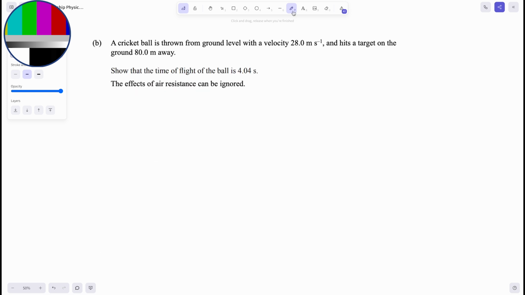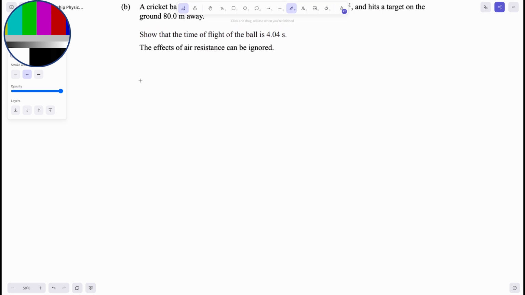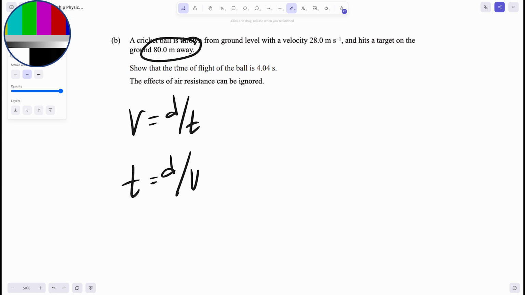A cricket ball is thrown from ground level with a velocity of 28 meters per second and hits a target 80 meters away. Show that the time of the flight of the ball is 4.04 seconds. The effects of air resistance can be ignored. So for the flight time, again, as I said before, the total vertical time is equal to the horizontal time. So we can just use our v is equal to distance over time, and therefore our time is our distance all over our velocity. We know our distance is 80 meters.